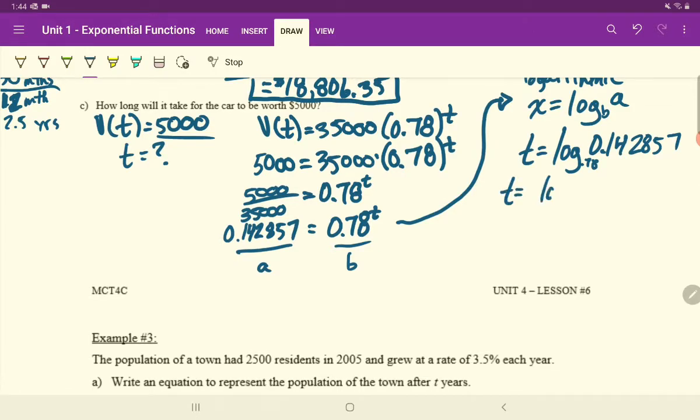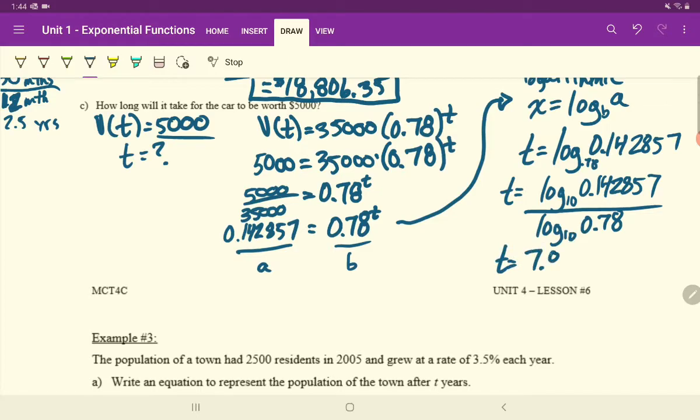T then equals the log base 10 of 0.14287 divided by the log of 0.78, base 10. And there you have it. We are going to get 7.8 years, or approximately 8 years.